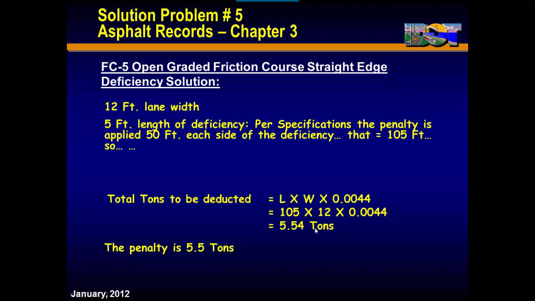Now, since the accuracy from the basis of estimates for asphalt is to the tenth of a ton, we would round whatever that is to the tenth of a ton. And make sure you do that. If you see an answer of 5.4 or 5.5, keep in the back of your mind that you need to round and reach the degree of accuracy for this.